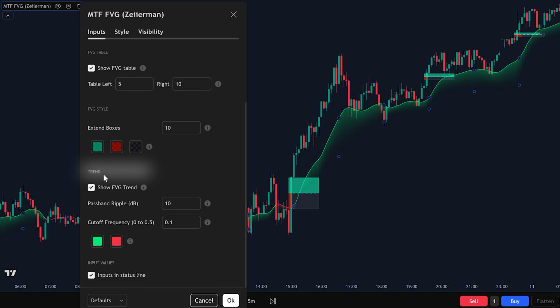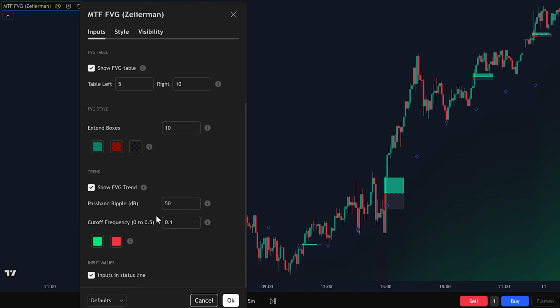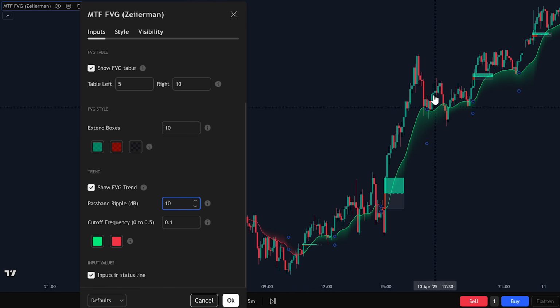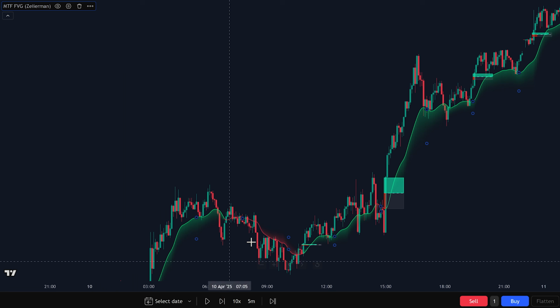Finally, we have the trend filter settings. This uses a smooth trend line to help you follow the market direction. The first option is passband ripple. If you increase the ripple, the trend line will respond more to small moves. If you decrease the ripple, it will ignore small moves and only respond to big changes. Once you've adjusted the settings to your liking, click OK to apply them.